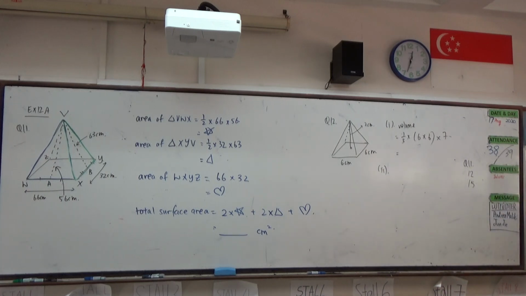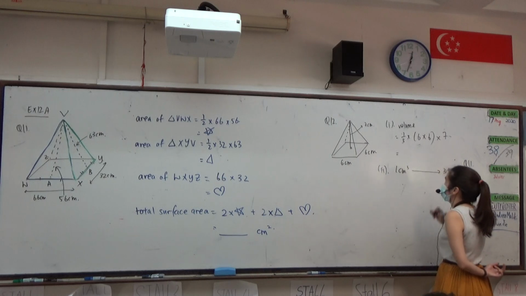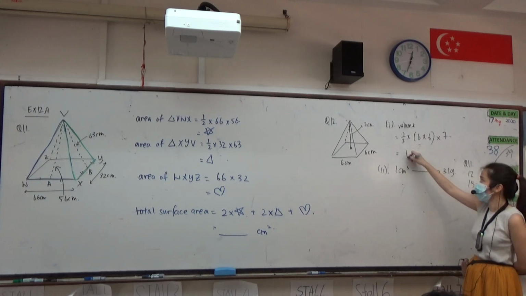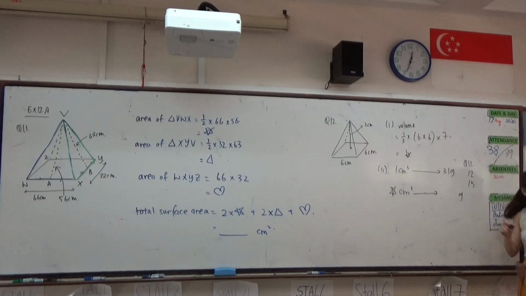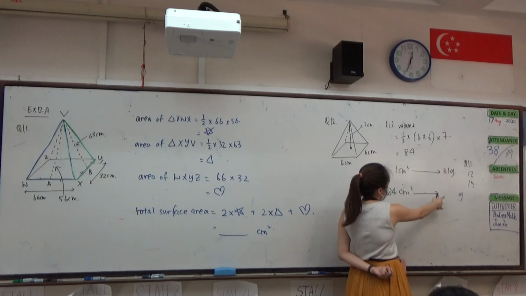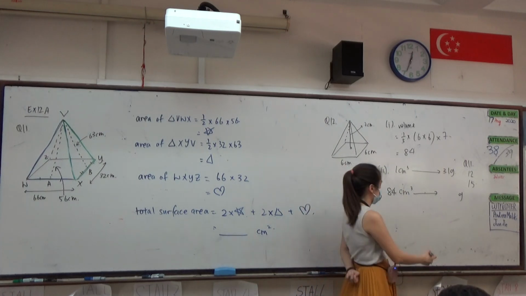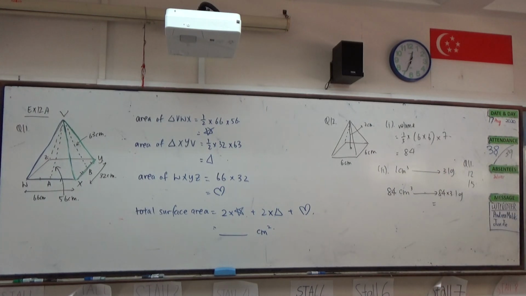Part 2, to find the mass of the paperweight. If 1 cm cube of glass has a mass of 3.1 gram, so 1 cm cube is 3.1 gram. If I can find the volume here, I will be able to determine the grams. Can someone tell me what's the answer here? 84. So what must I do to get the mass? 84 times 3.1. Thank you, sir. And you will get an answer.